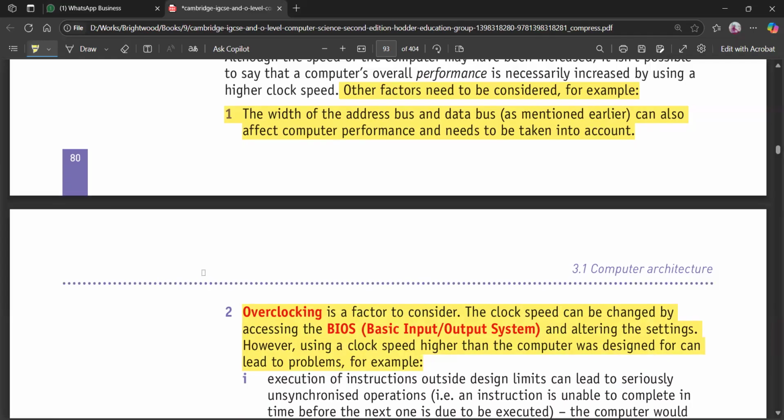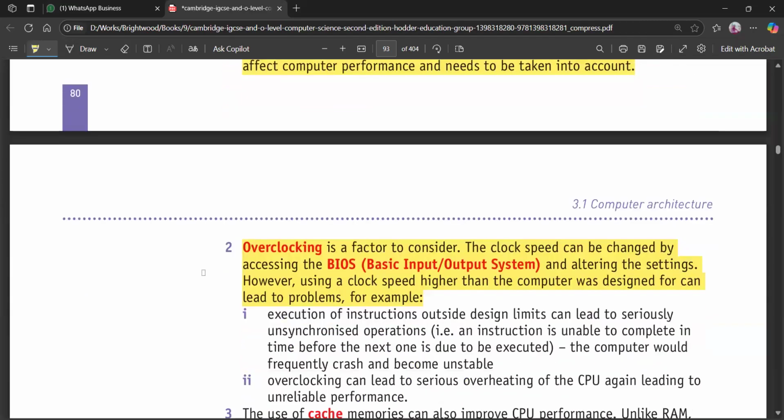The clock speed can be changed by accessing the BIOS. The clock speed can depend on accessing the BIOS. BIOS, the basic input output system, can alter the settings. However, overclocking means using a clock speed higher than the one the computer was designed for by the manufacturer.